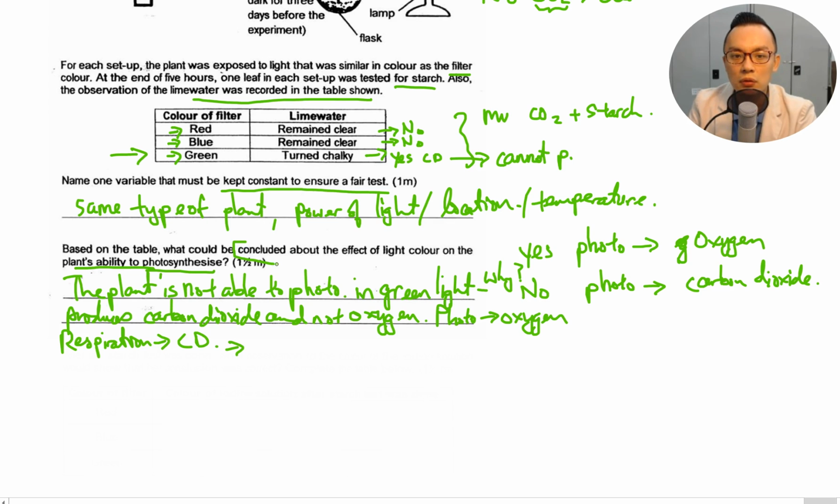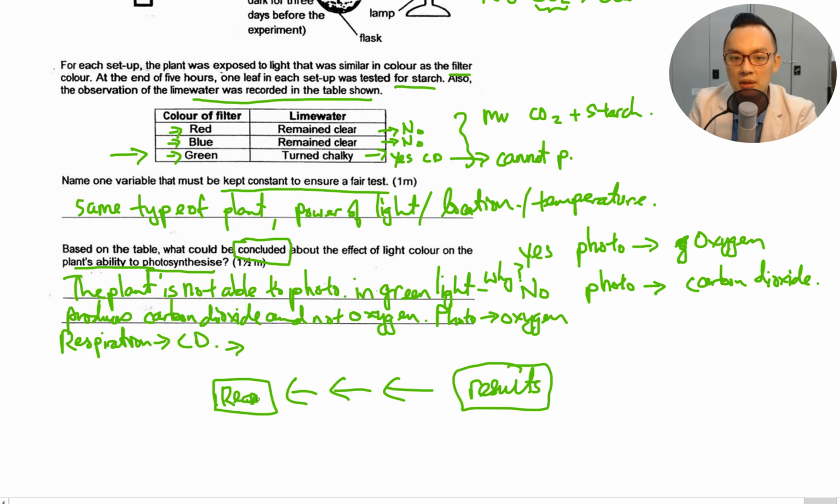So when you see the word conclude, you're actually looking at the results. You have the results already, and you have to work backwards and figure out the reason. So we look at the results, which is green light turns chalky. So we can say that the reason is because it's not able to photosynthesize in green light, because it produces carbon dioxide and not oxygen, and photosynthesis produces oxygen, respiration produces carbon dioxide. So that's the working backwards to give you the reason.